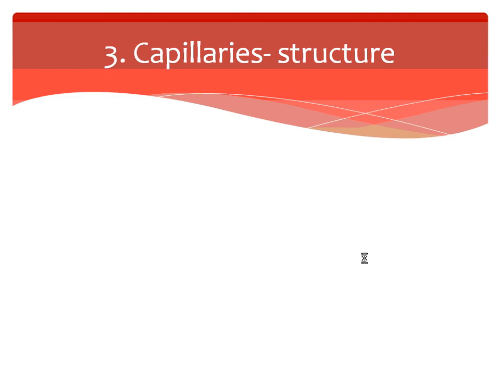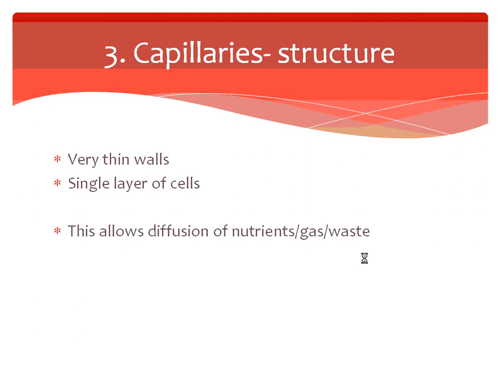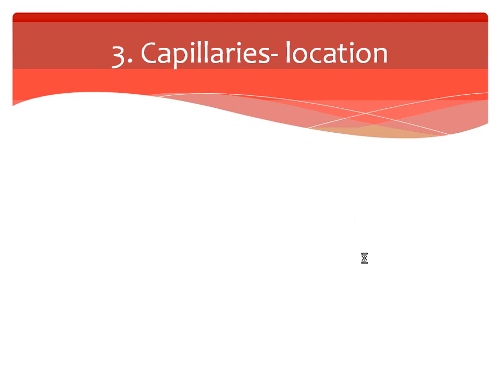It actually turns out, I think I have it here, yeah, super thin walled, which is required, a single layer of cells. That's required for water and gases to exchange efficiently across them. Kind of like alveoli, right? So that allows diffusion of nutrients and gases and wastes, whatever needs to go in or out of the blood.